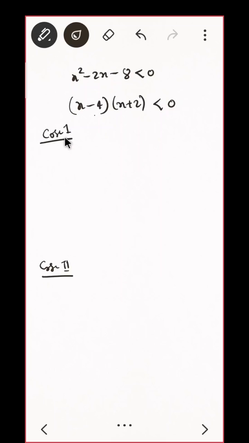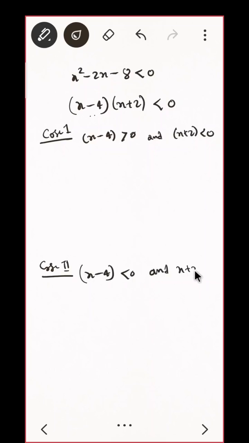Very nice. Correct. Product of two numbers is negative, so one must be positive, one must be negative. So let us take, suppose x minus 4 is positive, and these words are important here. Then x plus 2 is negative, correct? And here we take x minus 4 is negative and x plus 2 is positive. Very nice. What next? Can we quickly complete this? X is greater than 4 and this one is saying x is less than minus 2.